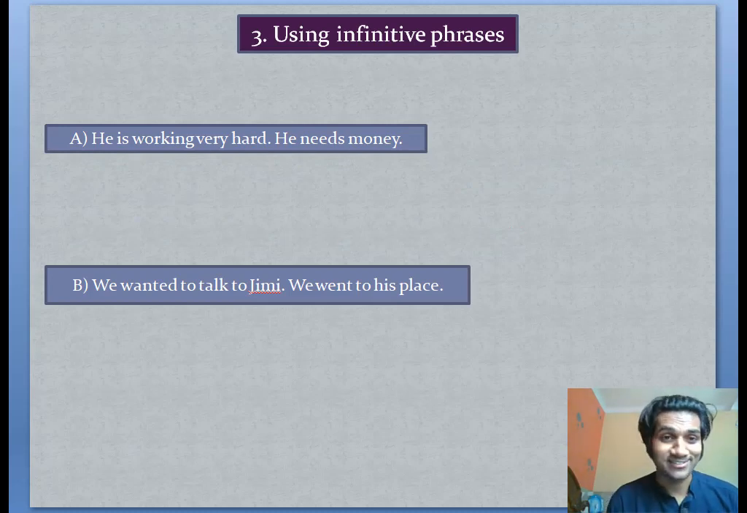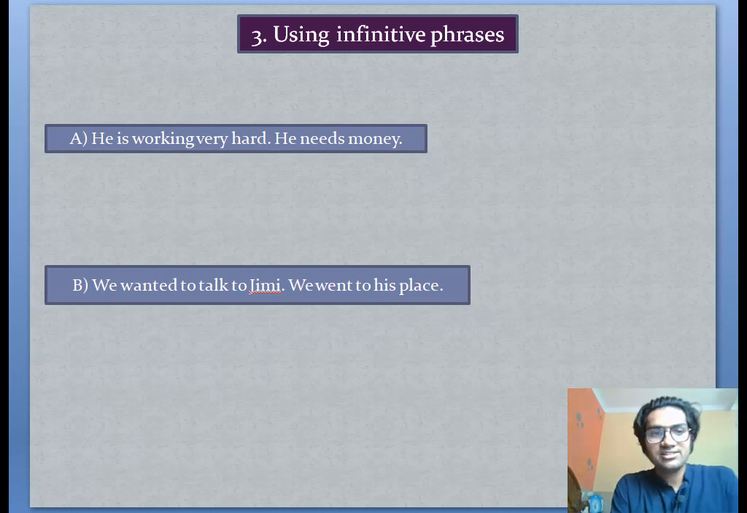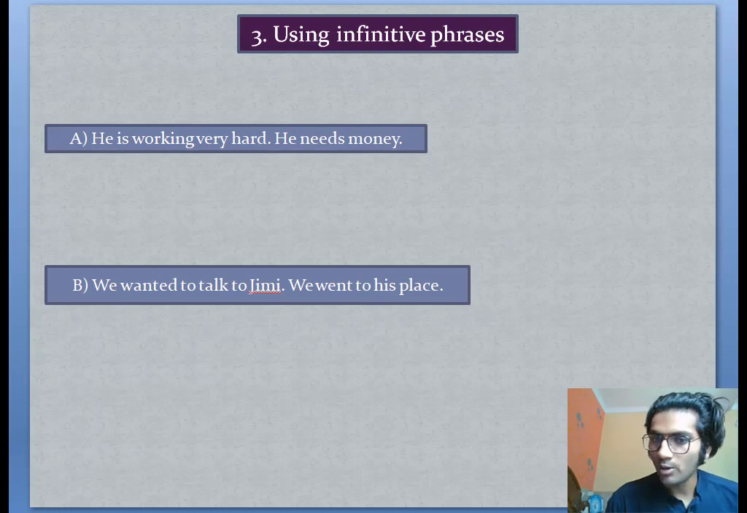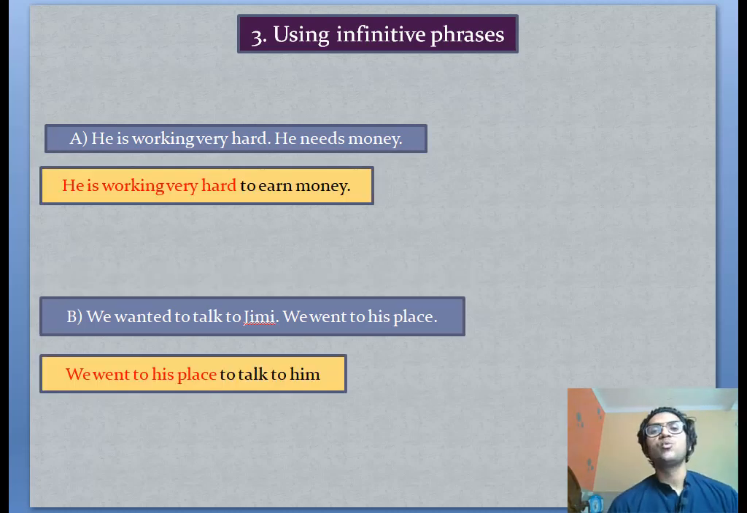Infinitive phrases. Okay, what are infinitive phrases? These are phrases that start with an infinitive, to plus the base form of a verb, first form of a verb. This infinitive phrase can work as a noun, an adjective, and also as an adverb. Okay, look at these two examples. He's working very hard, he needs money. Two sentences. He wanted to talk to Jimmy. We went to his place. Let's change that. He is working very hard to earn money.